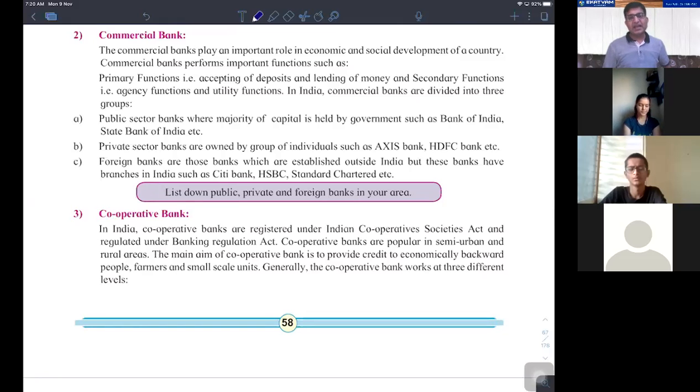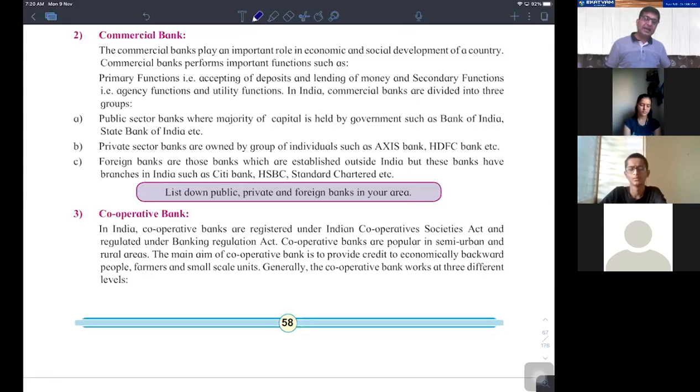All right. So the commercial banks play an important role in economic and social development of the country. Because the commercial banks perform the important functions such as primary functions of accepting the deposit and lending the money, and secondary functions or agency functions and utility functions. In India, the commercial banks are divided into three: public sector, private sector, and foreign bank.